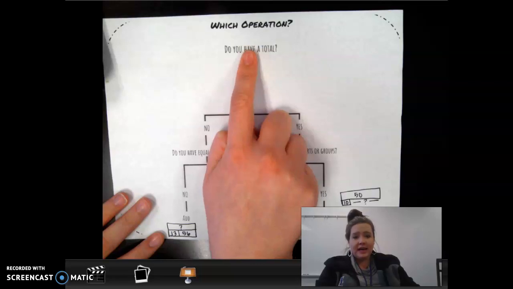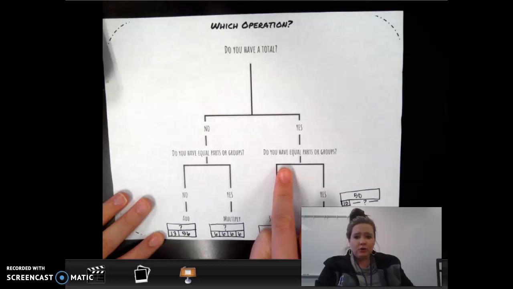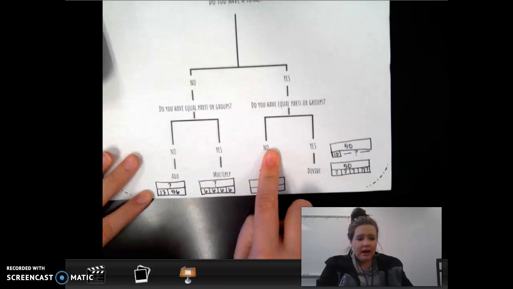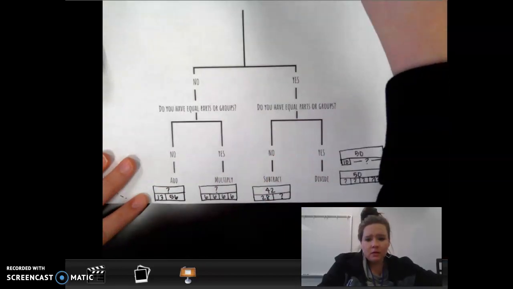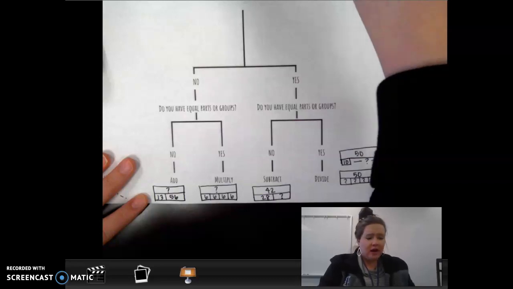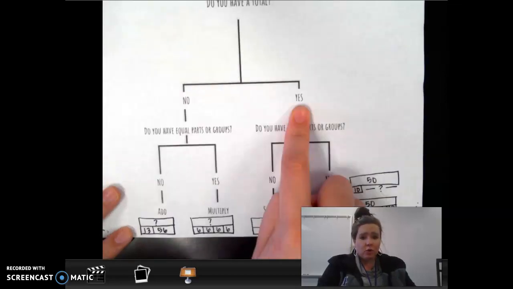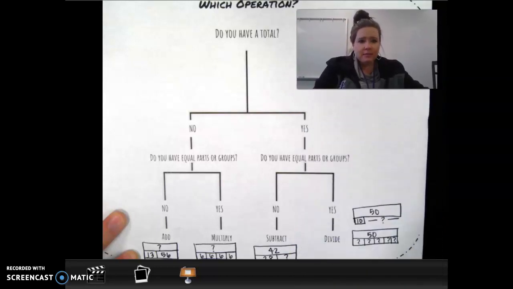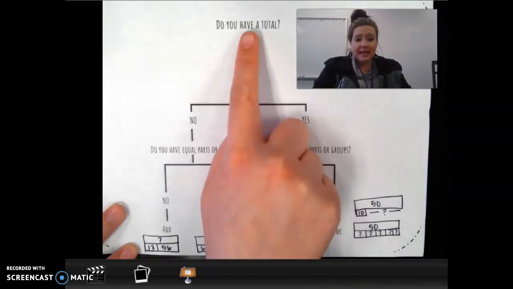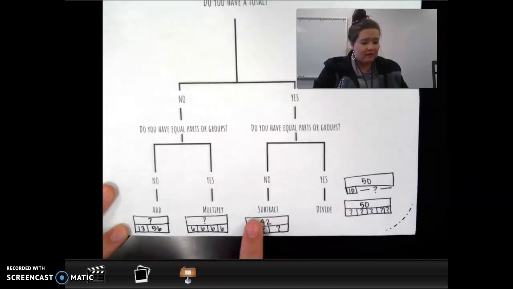So let me go back to this. Yes, I do have a total. So you go to yes. Do you have equal parts or groups? No, you don't have equal parts or groups, okay? If you do not have equal parts or groups, you're going to be subtracting, okay? But you do have a total, because remember you said, do you have a total? And you said yes. Notice in a subtraction strip diagram, you have a total right here.